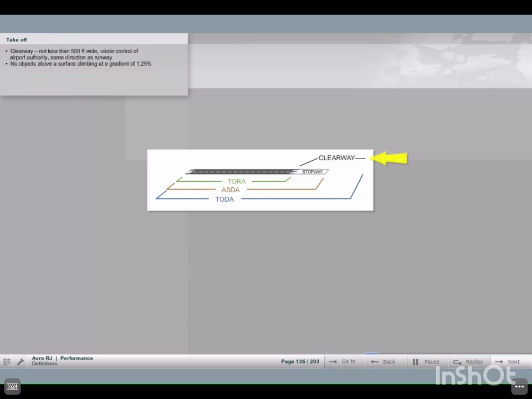Clearway is an area beyond the runway, not less than 500 feet wide, centrally located about the extended center line of the runway and under the control of the airport authorities. The clearway is expressed in terms of a clearway plane extending from the end of the runway with an upward slope not exceeding 1.25%, above which no objects nor any portion of the terrain protrudes except for threshold lights.